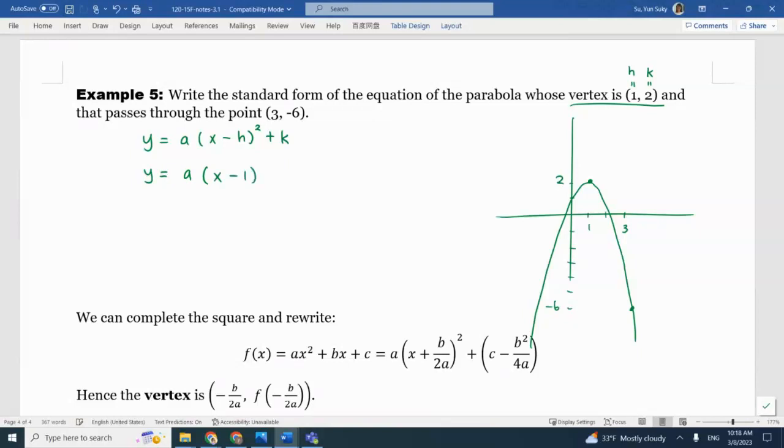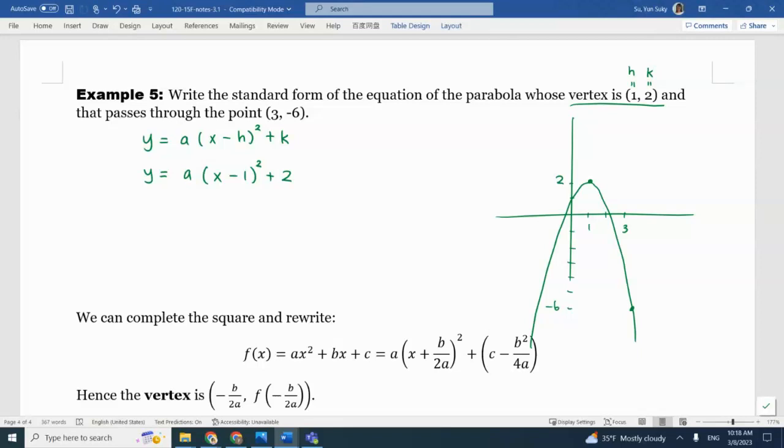H is 1. What is k? 2. Right, everybody? Okay. So there are 3 parameters here, a and h and k. We need to figure that out. We already figured out k and h, but we still need to figure out a. That's why the problem gives us the information.